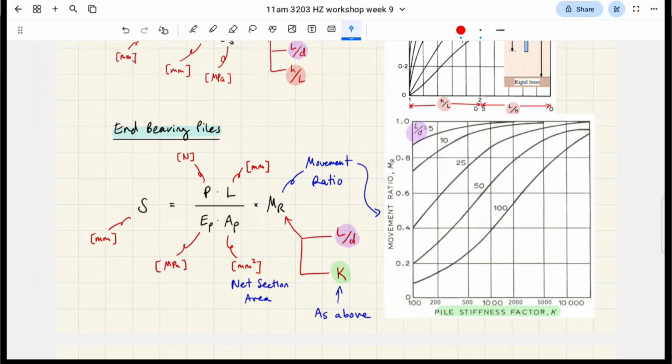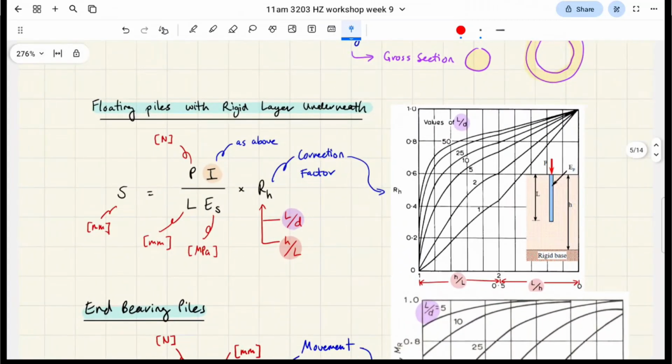Okay. So before I talk about end-bearing piles, I'm going to talk about floating piles with a rigid layer underneath, right? This is best represented using this graph here. H, similar to the settlement topic, represents the depth from the top of the soil to where the rock layer is, okay? That's what our correction factor is. The rest of this is the same formula, so you'll recognize S equals piles. That's the formula of settlement for floating piles. We just have to multiply it by this correction factor, okay? That's a function of the slenderness ratio as well as this height to length ratio.